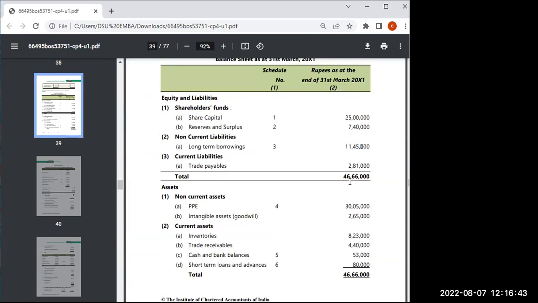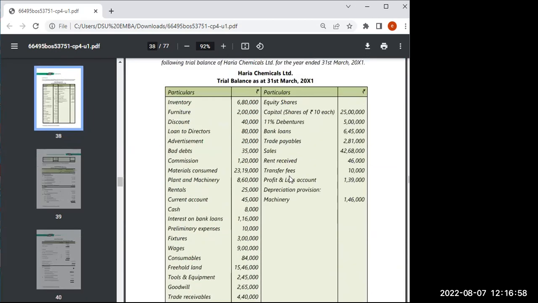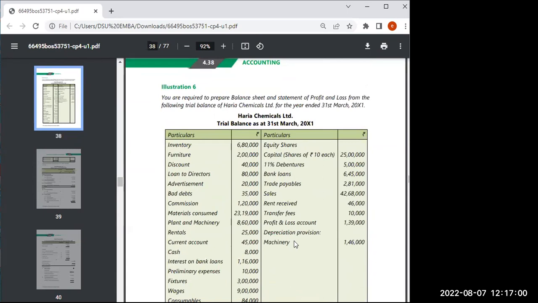Next, the third item in the balance sheet is current liability. There are so many current liabilities we discussed while writing the format. In this case, only one current liability is there, that is trade payable. Look at the trial balance on the credit side for the liabilities. Only trade payable, 2,81,000. Remaining are not current liabilities. Equity share will be taken, bank loan and debenture we have taken, sales taken, rent received taken, transfer fee also taken.